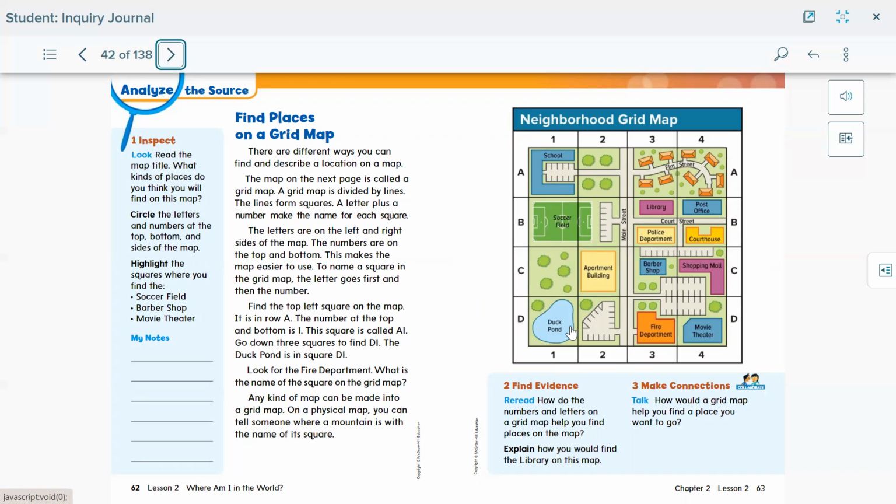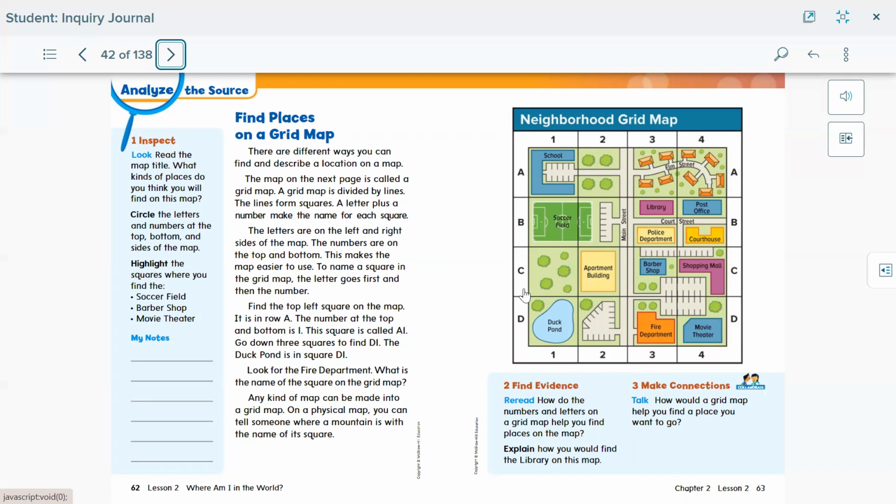Look for the fire department. What is the name of the square on the grid? Here, the fire department. You see D, that's the letter, and we see number 3. So that square would be D3. Any kind of map can be made into a grid map. On a physical map, you can tell someone where a mountain is with the name of its square. So this would be helpful for a physical map.